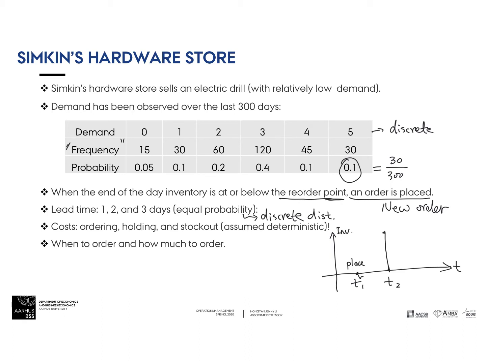So this time between T1 to T2 is called lead time. So it's a time until the products are delivered. And then we see the cost.